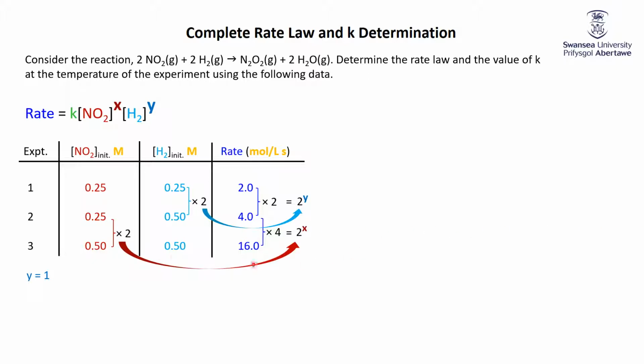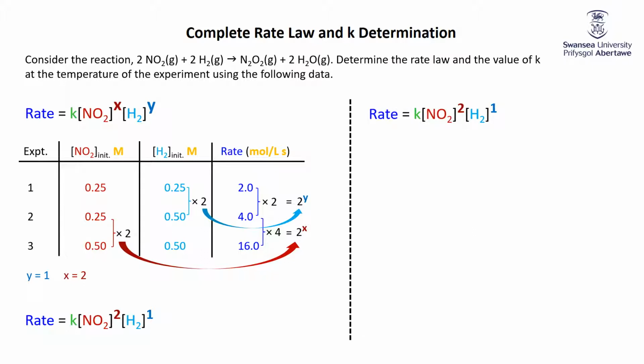So 2, the doubling, to the power of X equals 4, thus X must equal 2. So now we've got the orders. Rate is K times concentration of NO2 squared times concentration of H2 to the power of 1. How do we get K? Well, we can get K in actually 3 different ways, because K is now the only unknown in that equation, and we have 3 sets of data in which we know the rate, the NO2, and the H2.